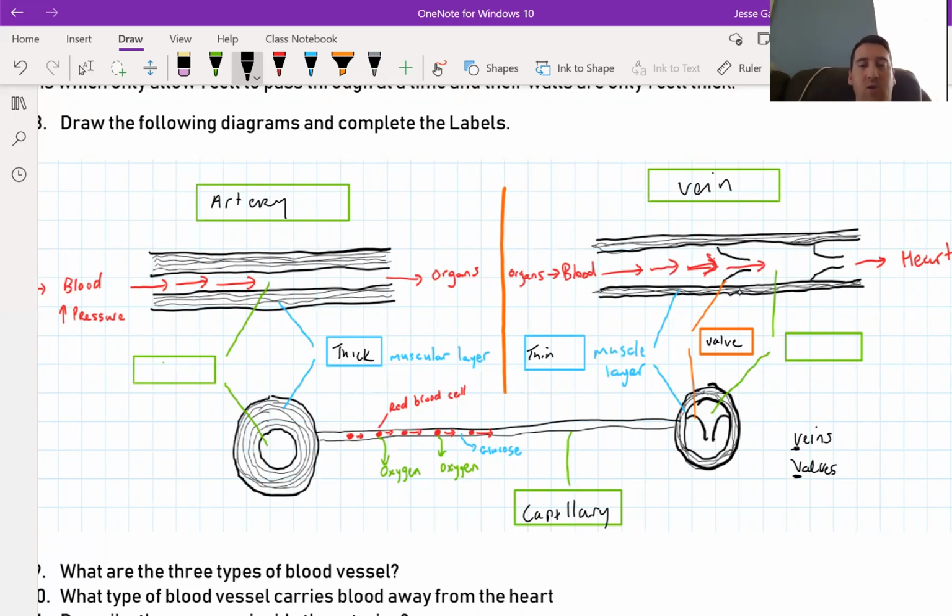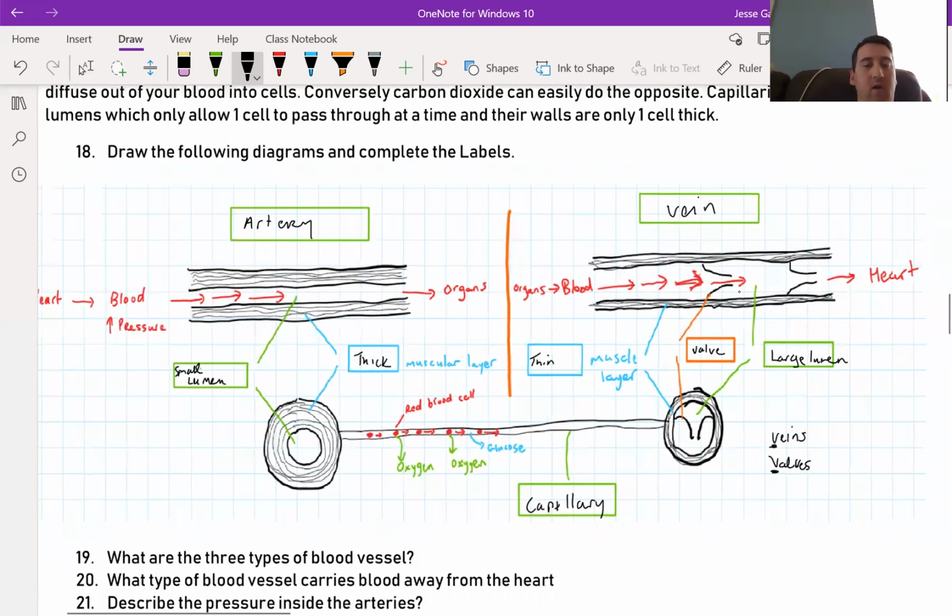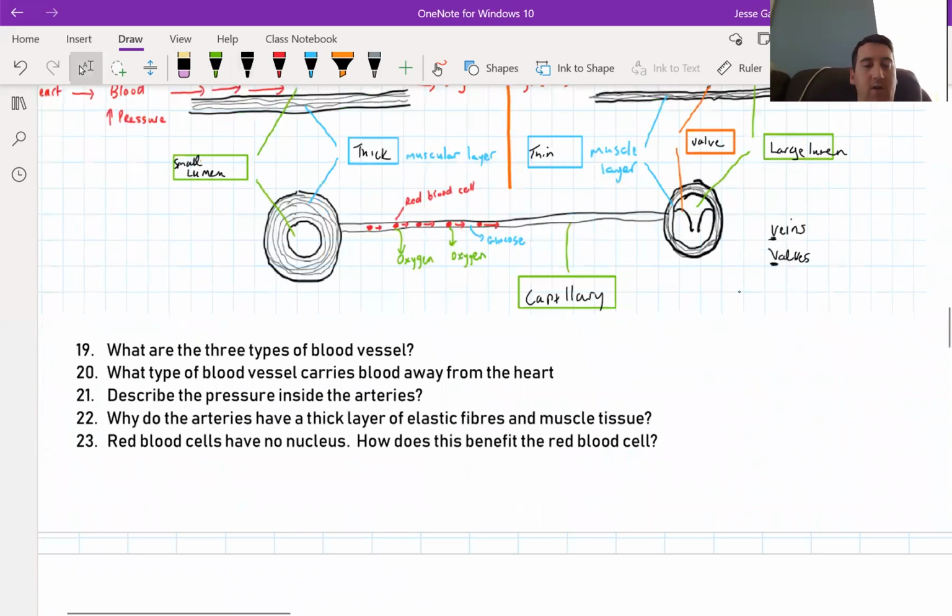The green box here shows the lumen. So this here would be a large lumen for a vein. And this here is a small lumen. Right, that's it. That's all your boxes filled in and all your labels done, and you are ready to go and answer the next set of questions here.